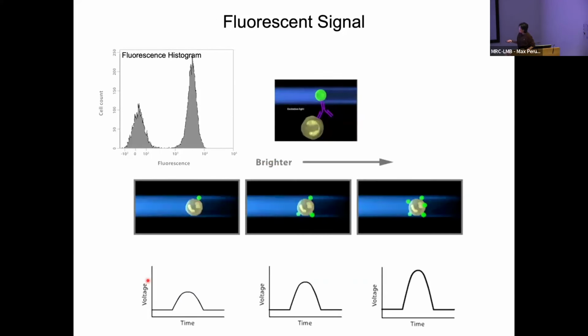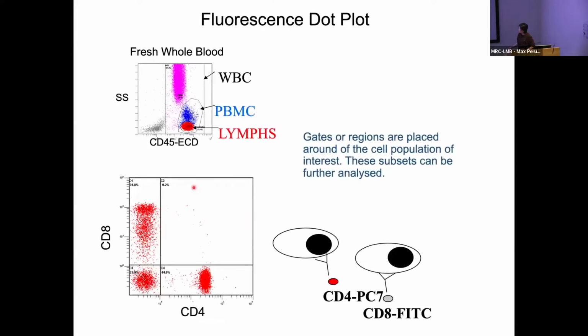So similarly, there is the fluorescent signal coming from the fluorophores that are present on your cell surface or internally. So the fluorescent intensity is related to the abundance of your protein on the surface or inside the cells. And you can see the voltage pulse will become larger when the protein density is greater. So these are the fluorescent dot plots.